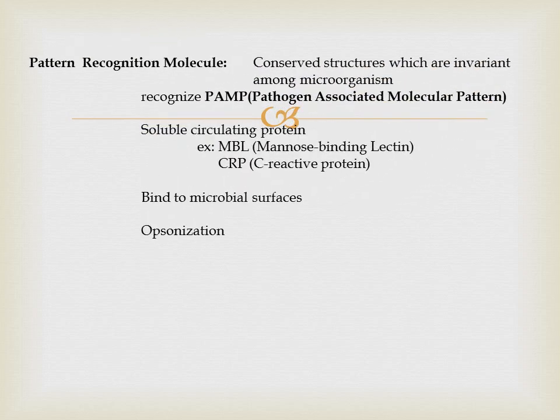Next comes the pattern recognition molecule. Now, recognition means one has to identify. What will be identified? The pattern. The pattern is conserved among organisms. That organism has some pattern which is a conserved sequence and will always be present in that organism, that is recognized by PAMP, that is pathogen associated molecular pattern. Examples are MBL and CRP. These are the mannose binding lectin and C-reactive protein.